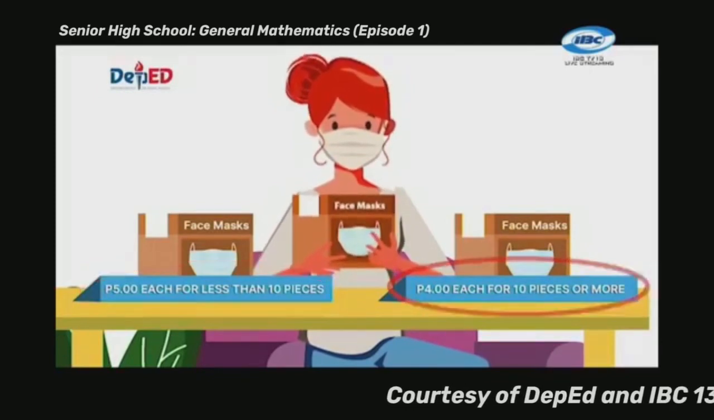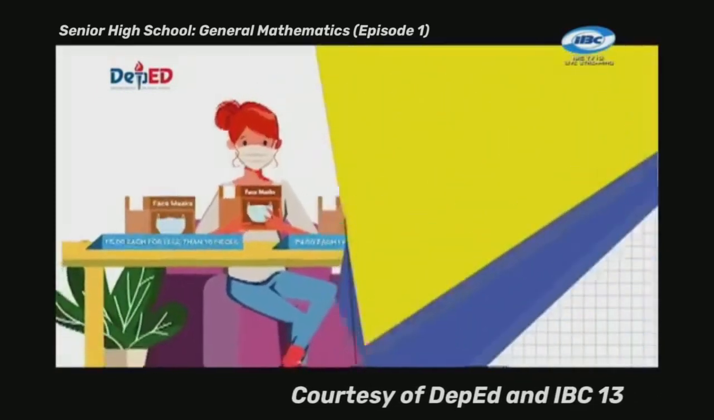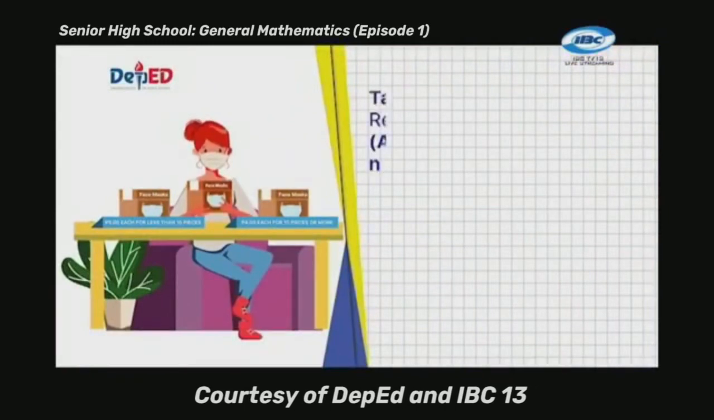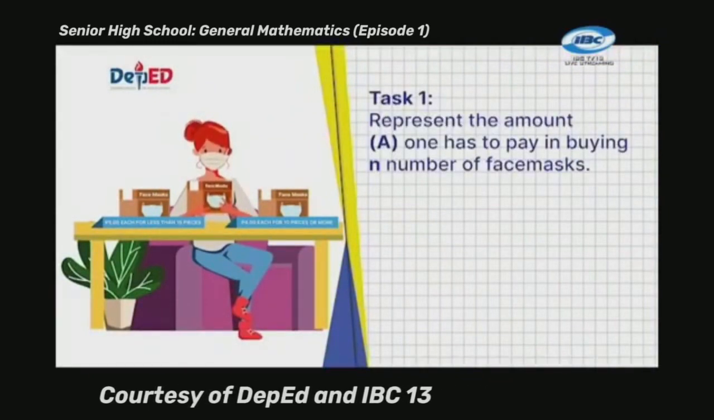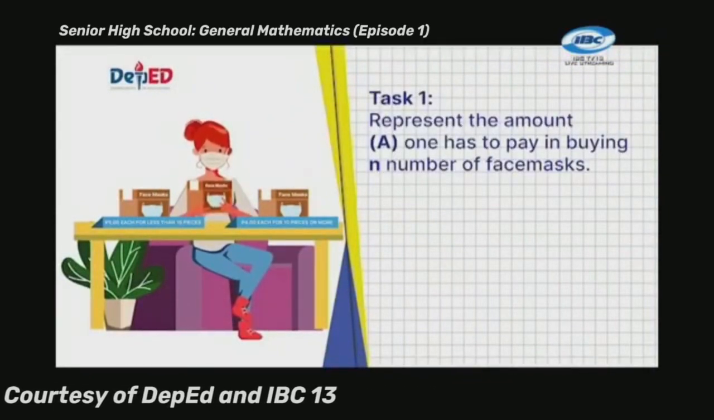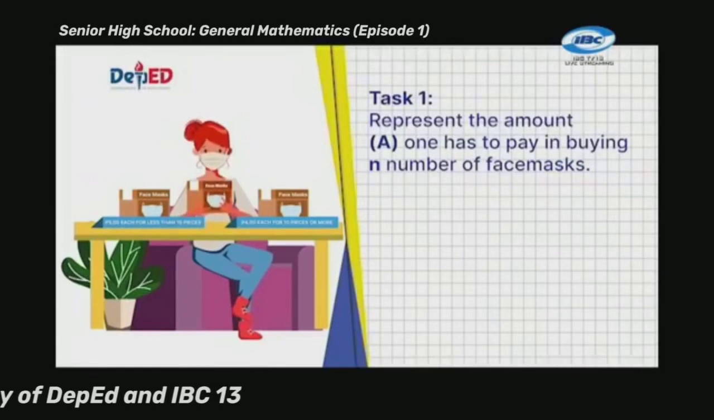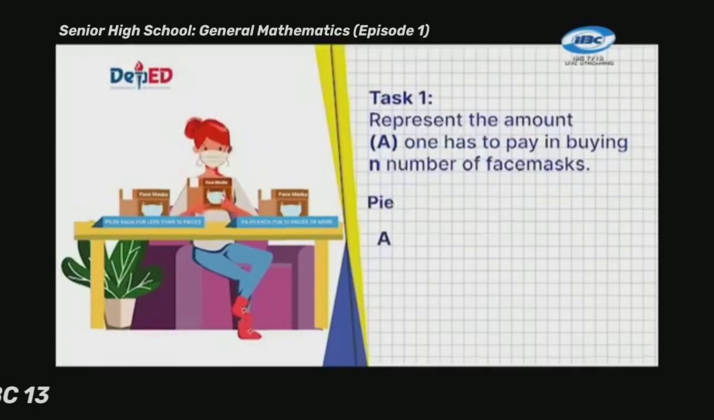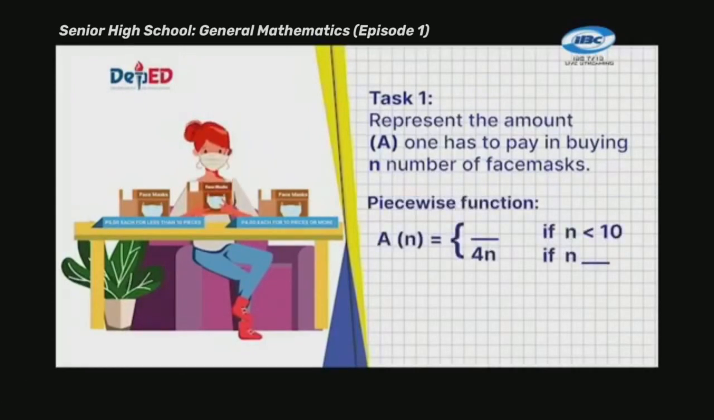Again, we have two tasks. First is to represent the amount one has to pay in buying n number of face masks. Since there are two conditions, we know that we will have a piecewise function. Let's try filling the missing terms to complete the piecewise function. You have 15 seconds.